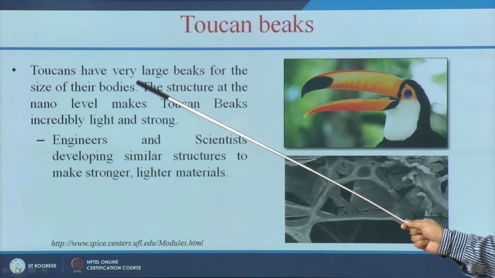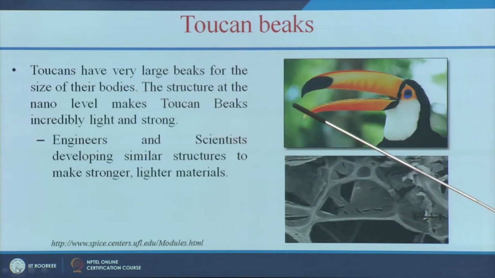So let us see another example, toucan beaks. If you see the bird, the beak is very big compared to its body size, but still it is able to manage it, and it is able to fly, and it is able to break the food materials. So how is it possible?